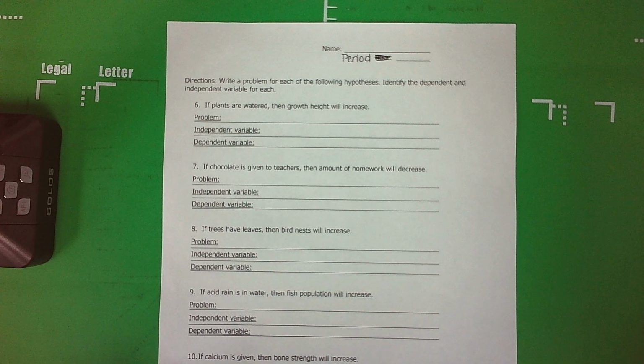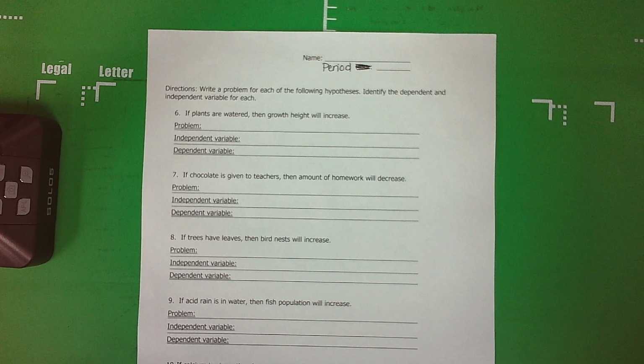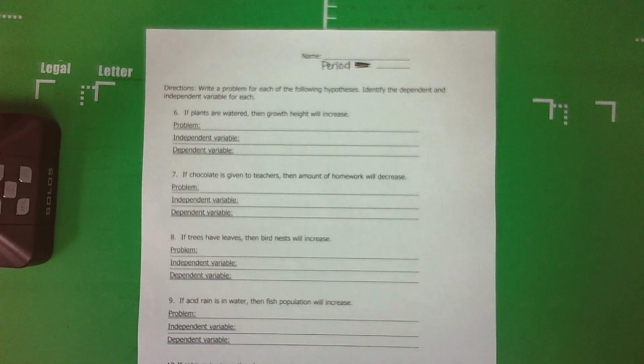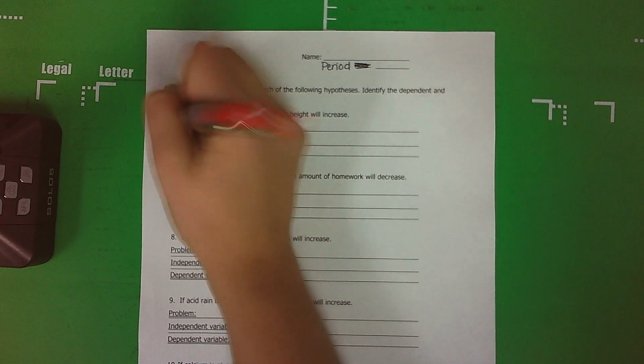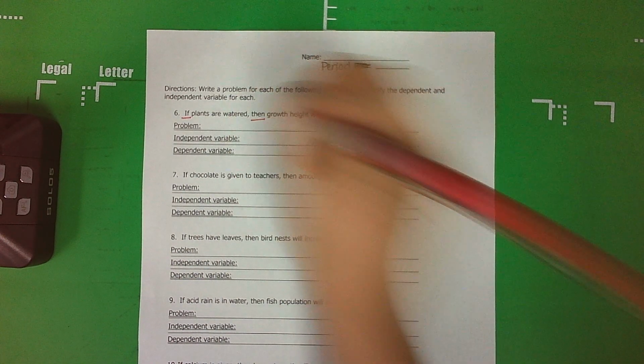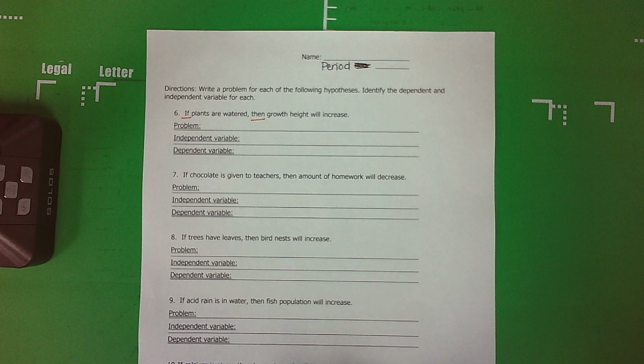All right, so here it says, write a problem for each of the following hypotheses. Identify the dependent and independent variables. So this one, you're given the hypothesis. Notice that it has an if and an then. These don't have a because, so they are missing support. Okay, so if plants are watered, then growth height will increase.